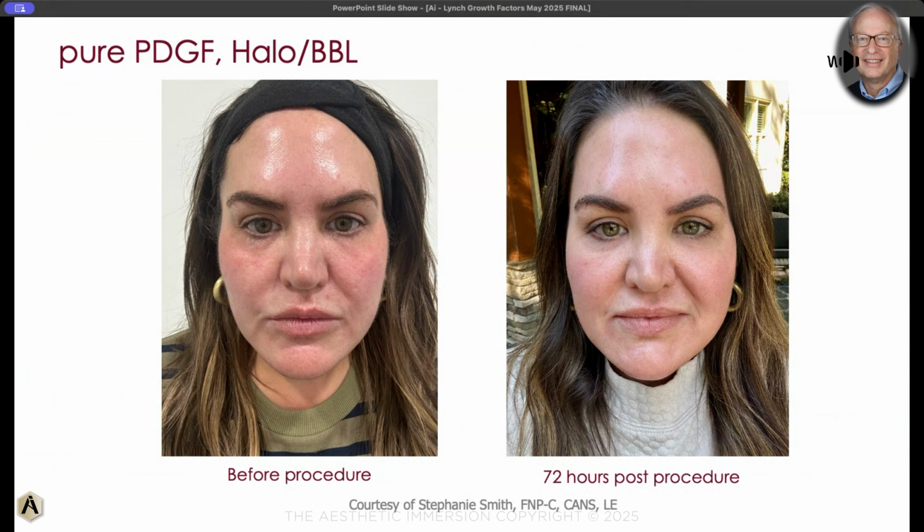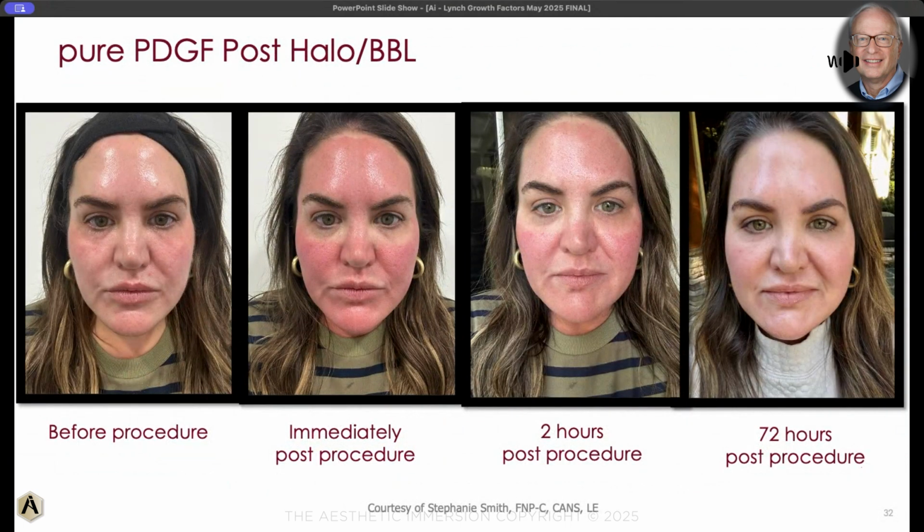This was a Halo BBL case where they applied the pure PDGF topically. You can see the before treatment and then 72 hours post. Next. And then this is the complete sequence of those photos, the before, which you saw previously, the immediately post, the 2-hour post, and then the 72-hour post.